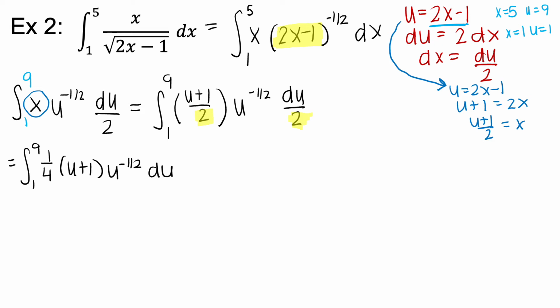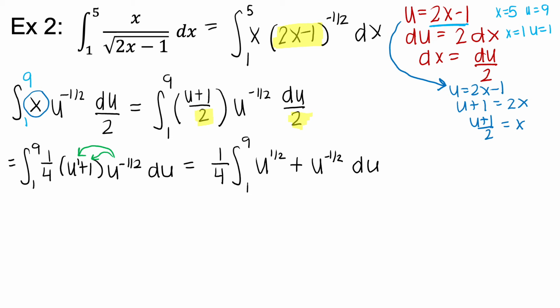And before we can integrate, let's just distribute our u to the negative 1/2. And I'm actually going to bring my 1/4 out front. So it's still the integral from 1 to 9. U to the negative 1/2 times u would be u to the first. If we add them, we get u to the 1/2 power plus u to the negative 1/2 times 1 is just u to the negative 1/2 du.